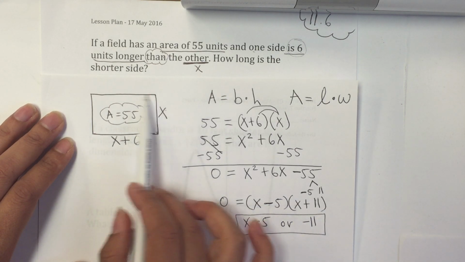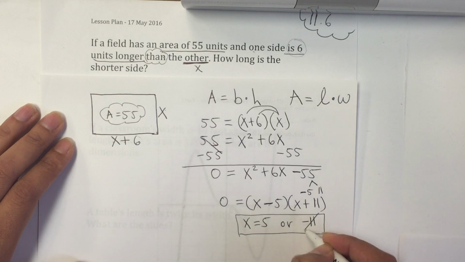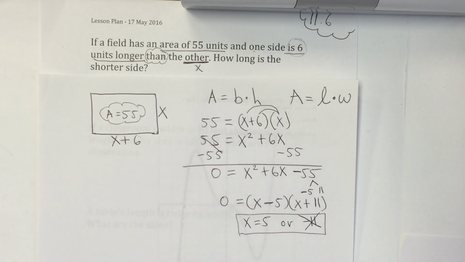However, we're talking about area, and that means distance. Distance cannot be negative, so we're going to cross this out, because it's not possible for distance to be negative. And so my value of x will be 5.